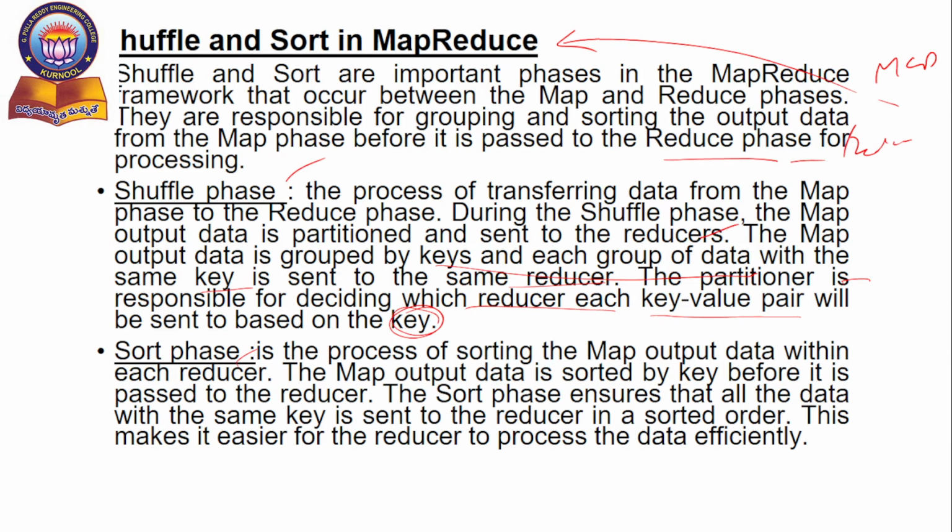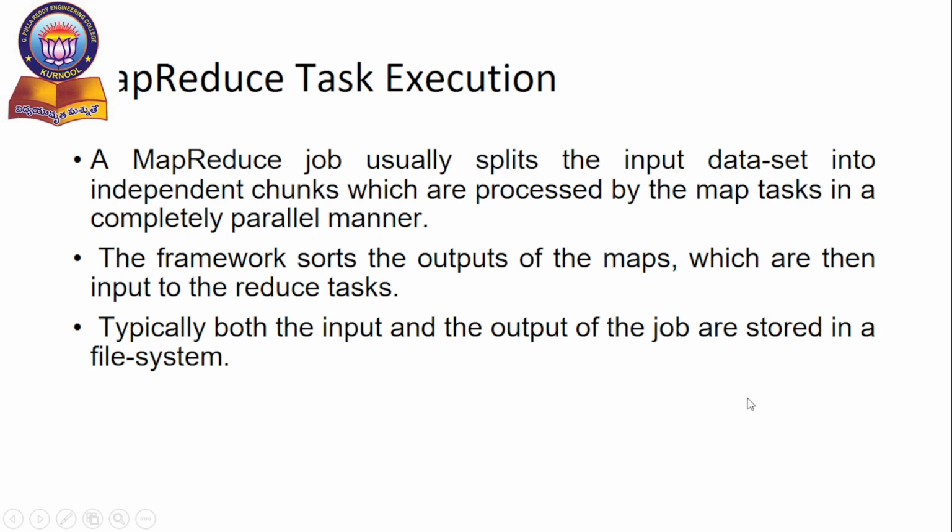Now, the sort phase. The sort phase is a process of sorting the map output data within each reducer. The map output data is sorted by key before it is passed to the reducer. The sort phase ensures that all the data with the same key is sent to the reducer in a sorted order. This makes it easier for the reducer to process the data efficiently and also perform faster processing on the given input data.